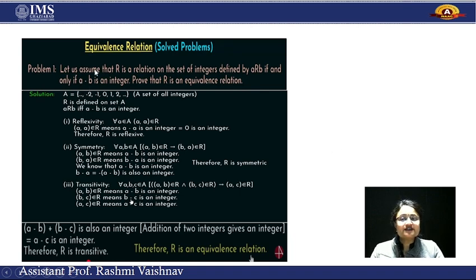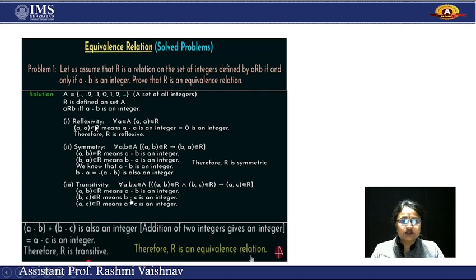Now, let us assume that R is a relation on a set of integers defined by aRb if and only if a minus b is an integer. So we just need to prove R is an equivalence relation. For that, we know that for an equivalence relation, we need to prove the reflexive property, symmetric property and transitive property. Just go for that.